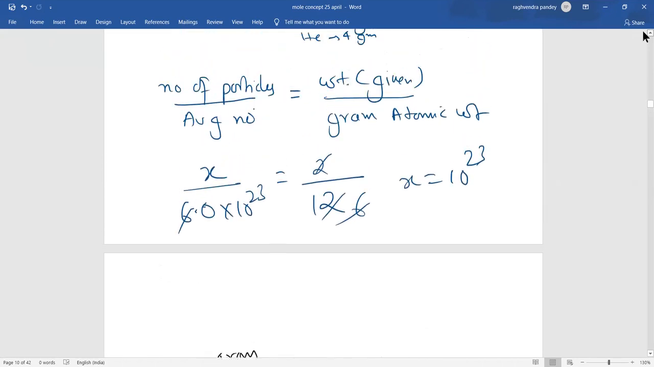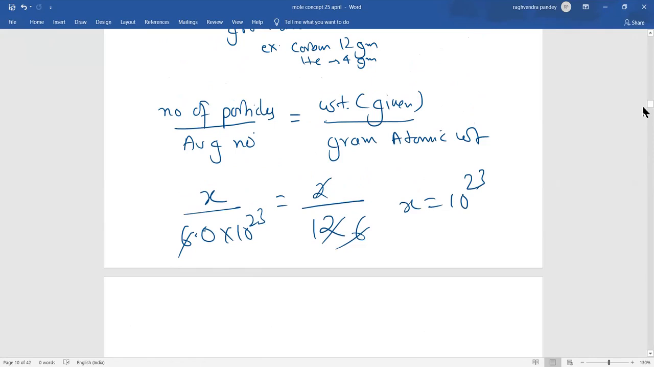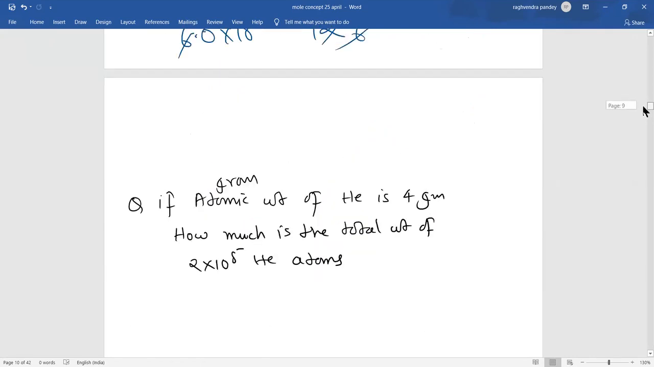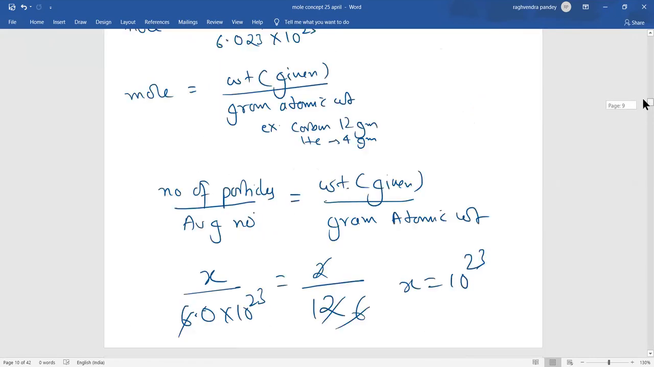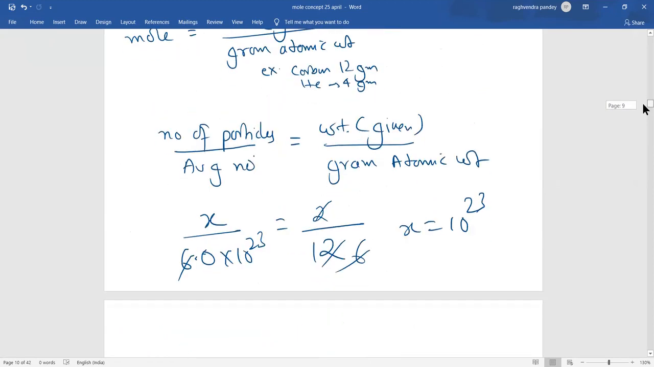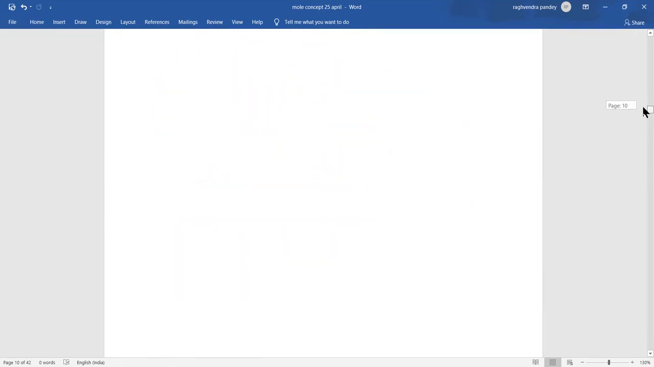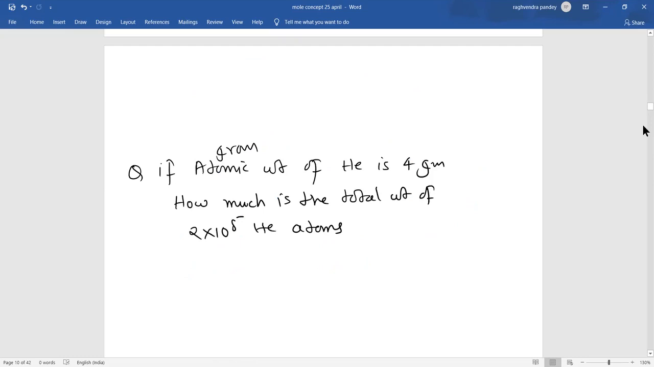So this is the formula, and this is the question. I hope you took the screenshot.